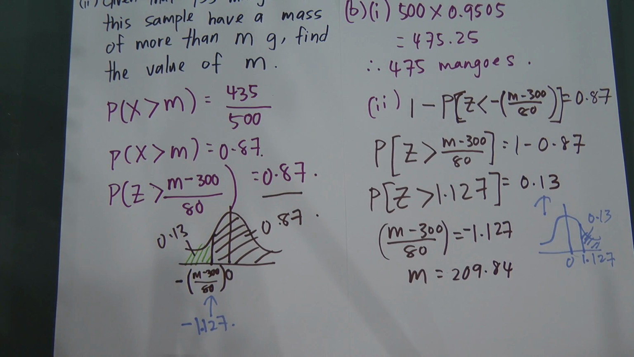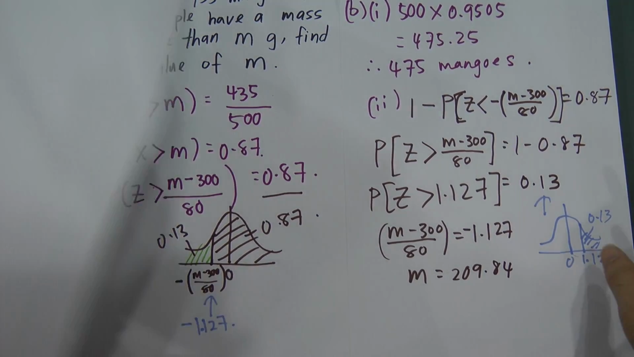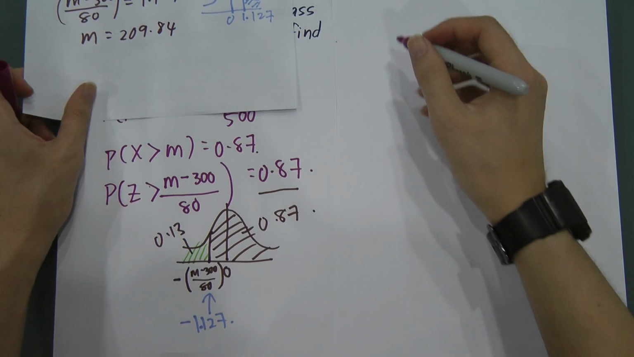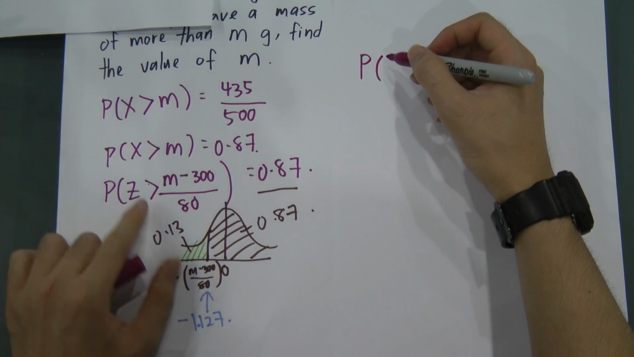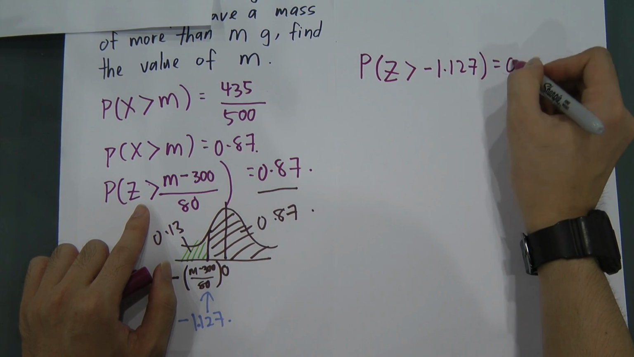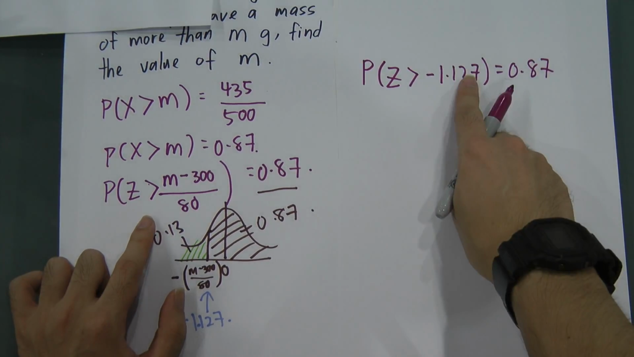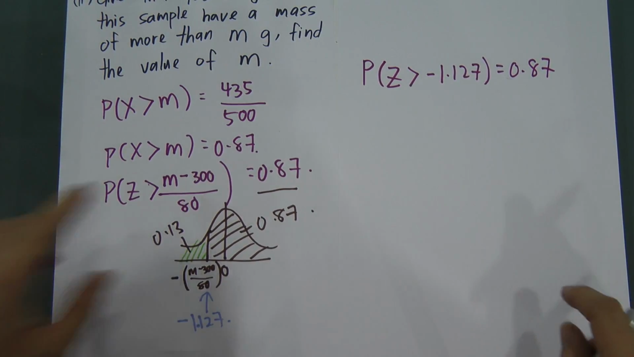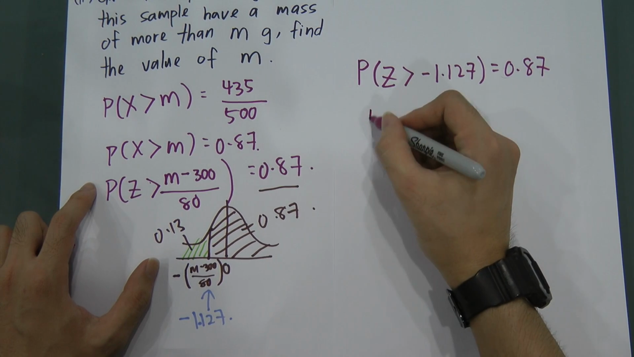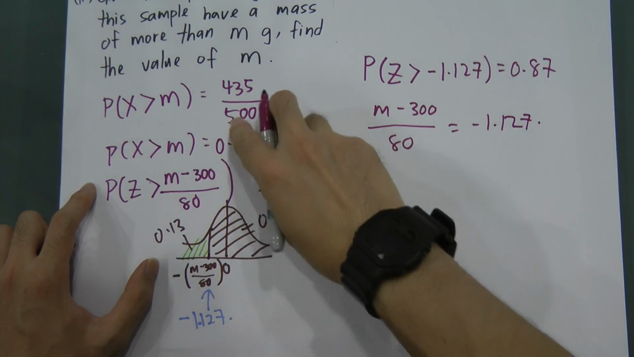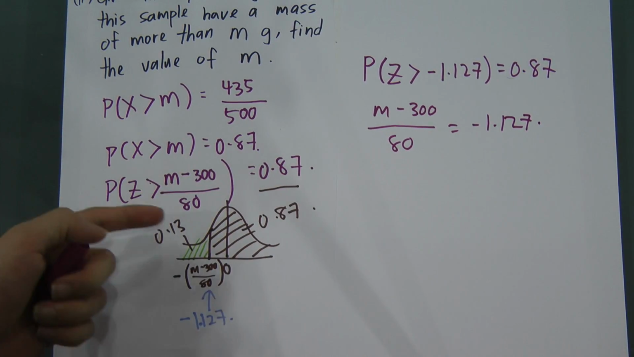Let me write one more step to help you understand. From here also means the probability, this is what they want. So when z is bigger than negative 1.127, I get 0.87. Then comparing this one with this one is more accurate, rather than comparing with 0.13. Do you see? This one will equal this one. Therefore, m minus 300 divided by 80 will equal negative 1.127, because now the probability is 0.87, so you should compare back to this one.